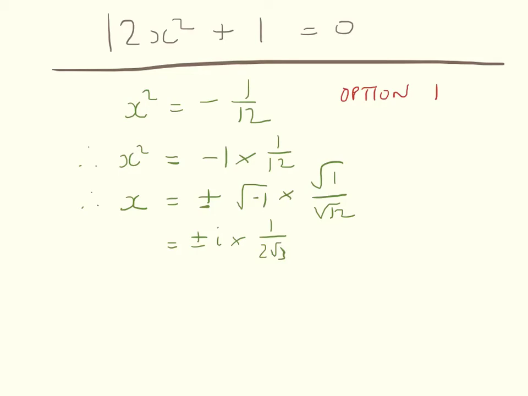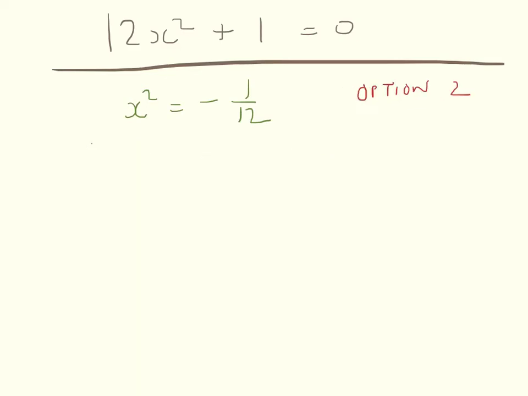Now, we want to rationalise the denominator, so we'll multiply by root 3 over root 3, and then we'll get plus or minus i times root 3 over 6. In other words, plus or minus root 3i over 6.